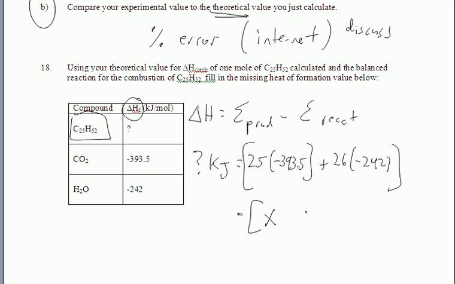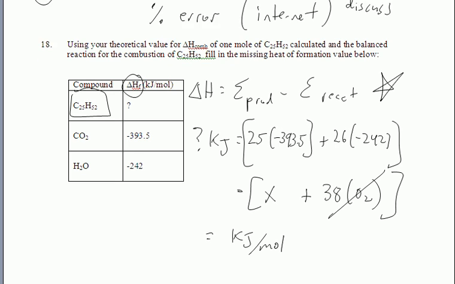In this case, it's X plus, I believe we had 38 O2s, but we all know that this goes to 0 when we're talking about delta H. So you're going to subtract those and you're going to get your answer. It's going to be in kilojoules per mole. What I'm really concerned about is the process more than anything.